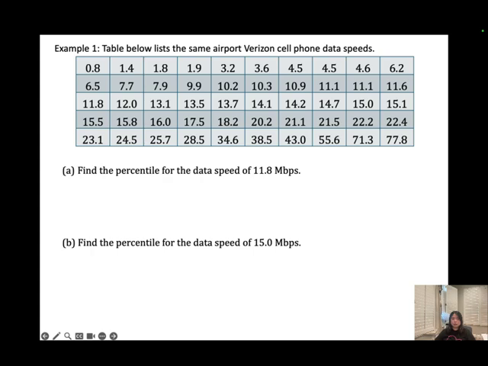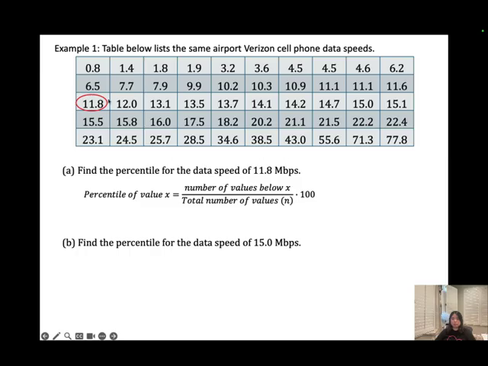Example 1. The table below lists cell phone data speeds at an airport. They already sorted the data, with the smallest one first. Find the percentile for the data speed of 11.8. First, I want you to try to find where the 11.8 is. It should be here. Then we apply the formula. We need the number of values below x, so the number of data below 11.8 divided by the total number of data.